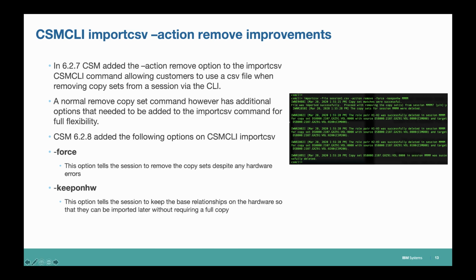Now you can issue the -action remove on the import CSV command and specify force, which basically tells the session, no matter what happens on the hardware, just remove it from the session. Or keep on hardware, which says remove it from the session, but don't touch the hardware. So we keep the base relationships on the hardware, but let the session remove the brains of it. Now you should be able to automate your removal as you would if you actually issued the remove copy set command.